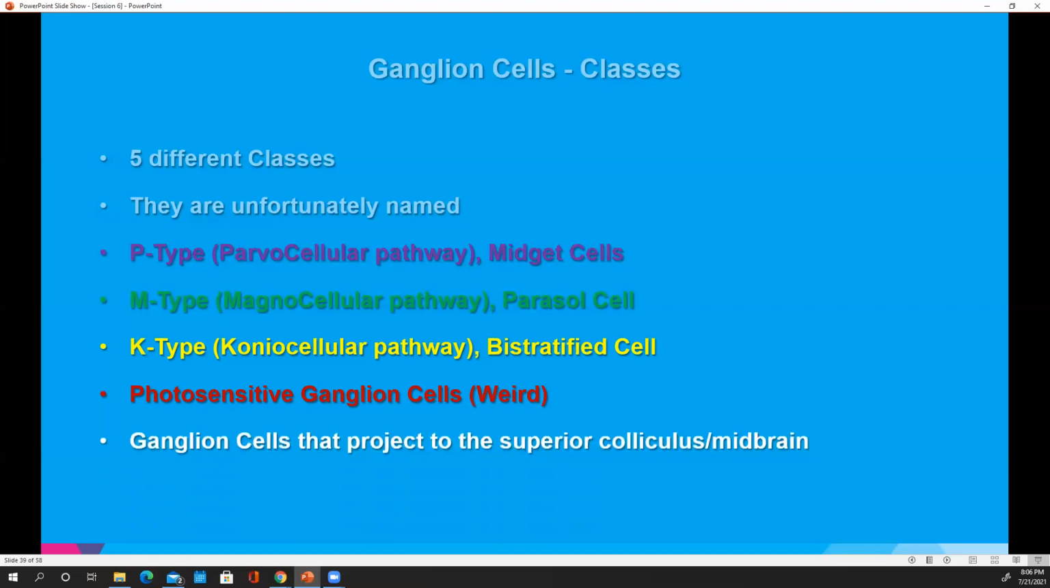And then the final one are these ganglion cells that project to the superior colliculus in the midbrain. These are your 5 types. They are your 5 clearinghouses. Nothing gets past them. There's literally no way to get to the brain unless you go through these ganglion cells. So everything gets to these.